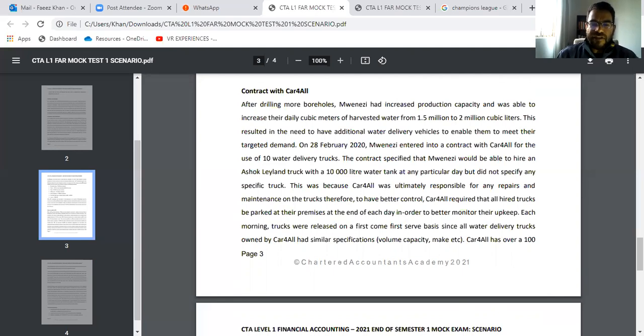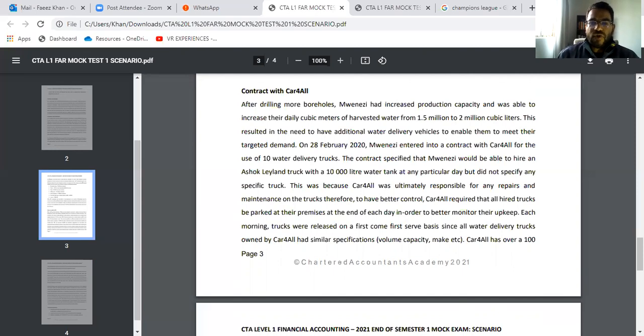The contract specified that Wenezi would be able to hire an Ashok Leyland truck with a 10,000 liter water tank at any particular day, but did not specify any specific truck. Okay, now we're coming into IFRS 16. This is quite tricky with leases. So is it a lease or not?